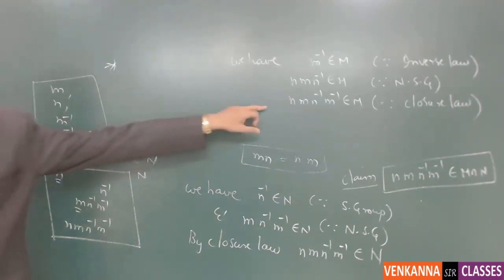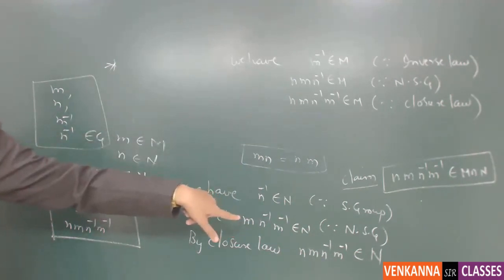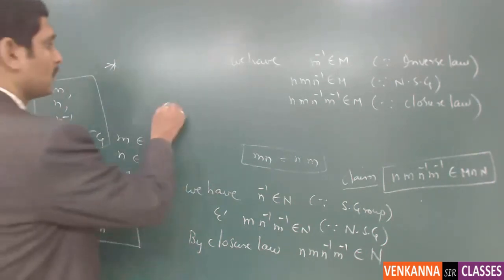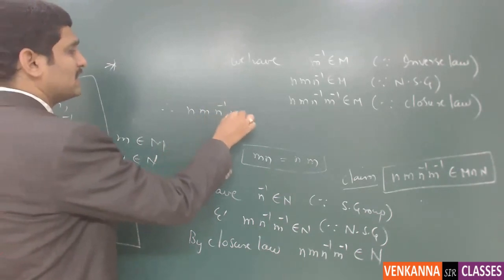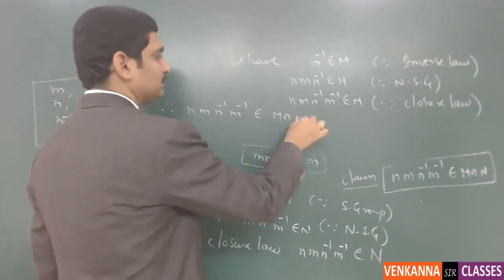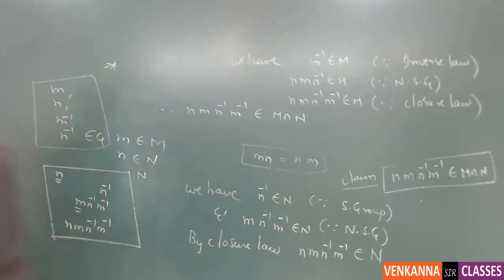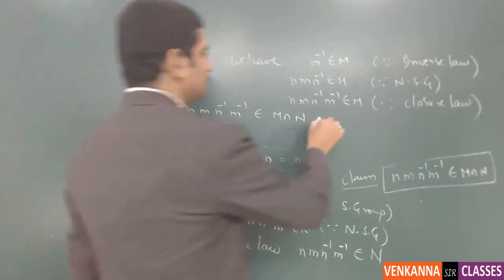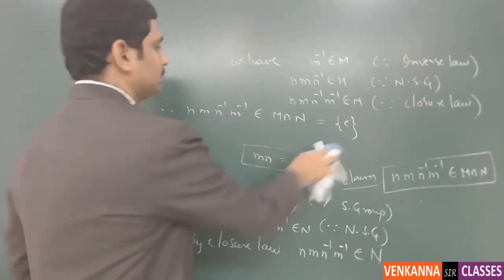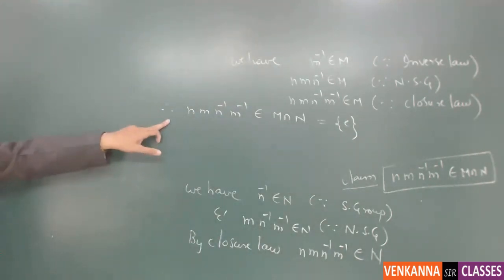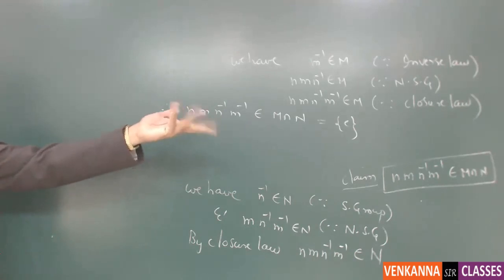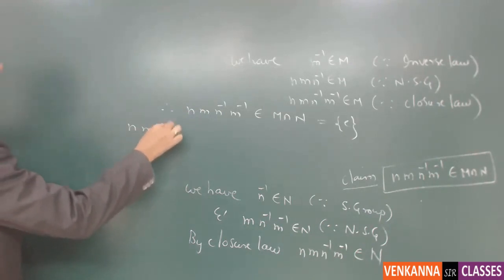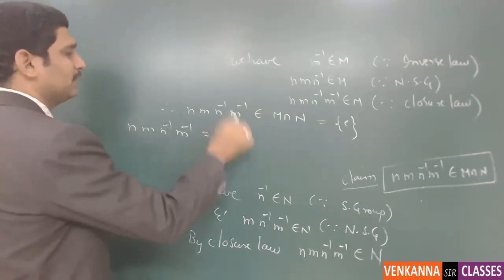Therefore, this is the element which belongs to both sets. So it belongs to the intersection. So you have n, m, n inverse, m inverse belong to the intersection. In the problem, it is given that the intersection is nothing but a single element, the identity. So this element must be equal to identity. It has no other option because the set contains one and only one element. So n, m, n inverse, m inverse equals E.